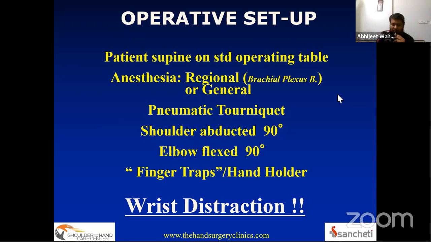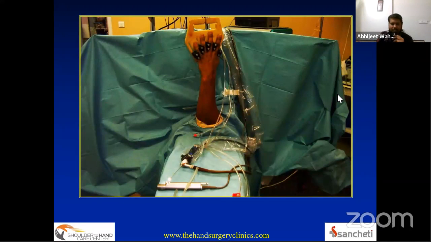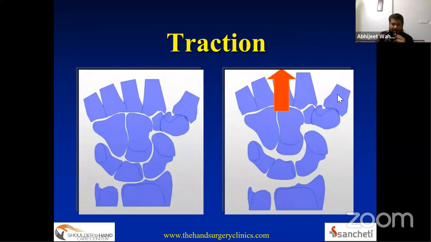And the only difference between any other arthroscopy and wrist arthroscopy is that you use distraction to create the space that you would like to work within the joint, rather than insufflation using saline. So this is a standard setup for wrist arthroscopy. We'll come to that in a bit. And the traction provides you the space to work within the joint.